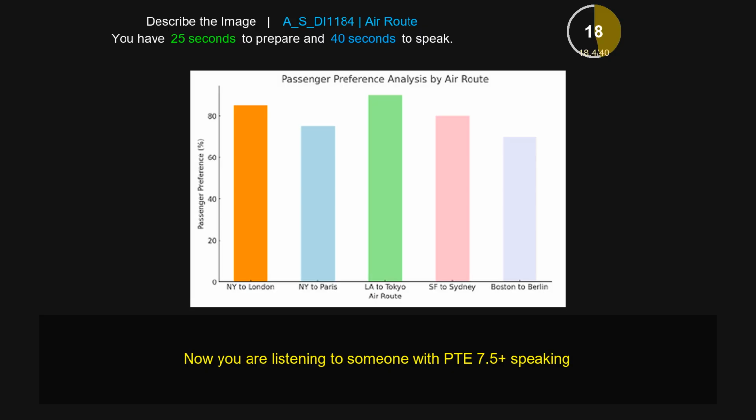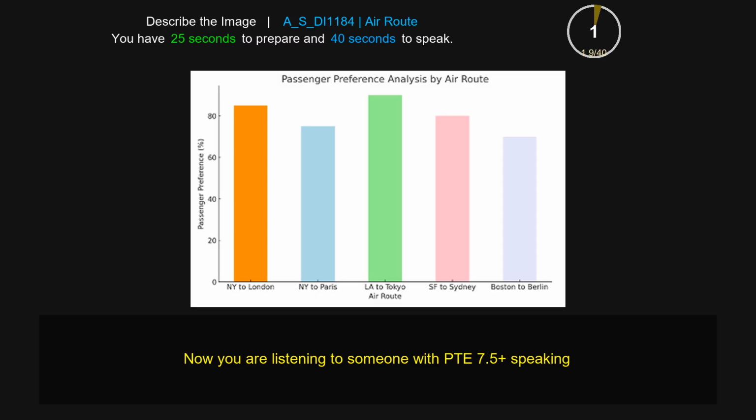Firstly, there is New York to London, which is around 80%, and New York to Paris is around 70%, and LA to Tokyo is around 90%. The highest number is LA to Tokyo, which is around 90%, and the lowest is Boston to Berlin, which is around 70%. To conclude, the image is informative.